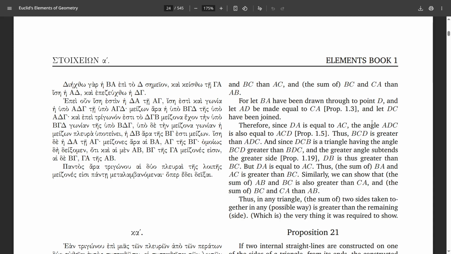BC, but DA is equal to AC. The sum of BA and AC is greater than BC. Greater than, well, yeah, because it's just self added, right? Is that what it's saying? It's greater than, so it equals AC. Thus the sum of BA and AC is greater than BC.